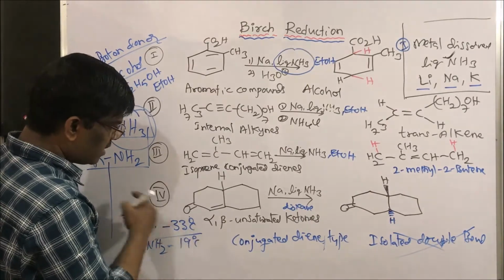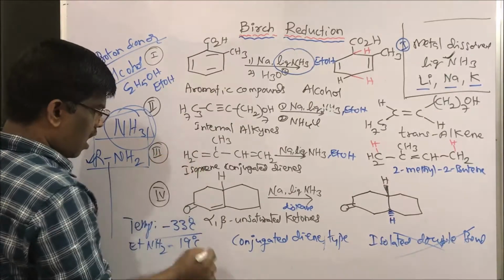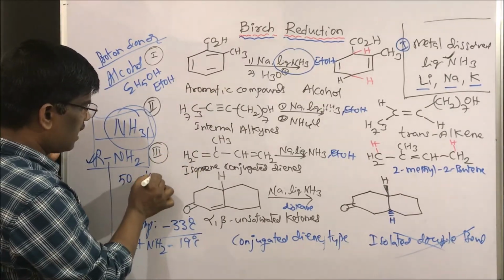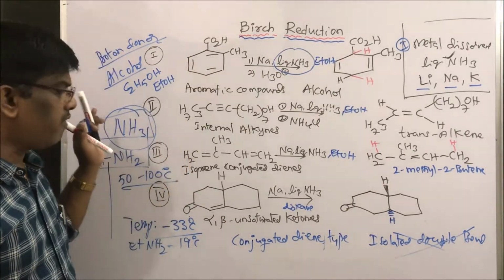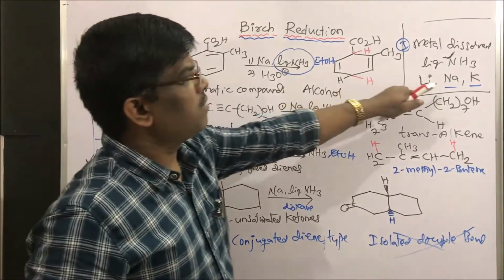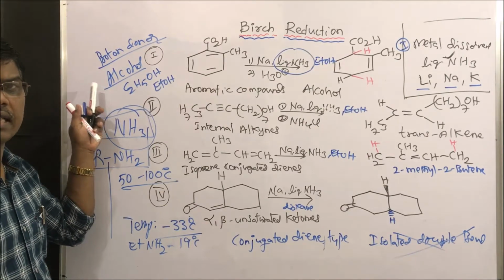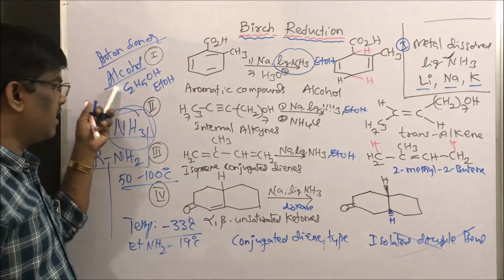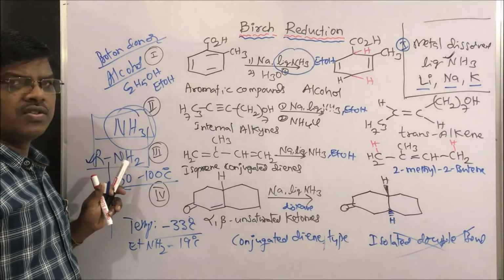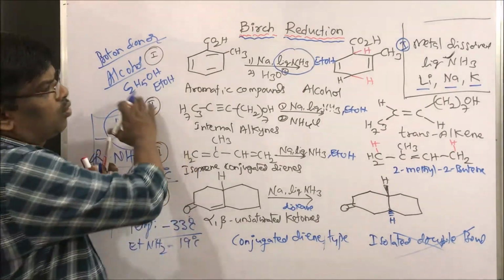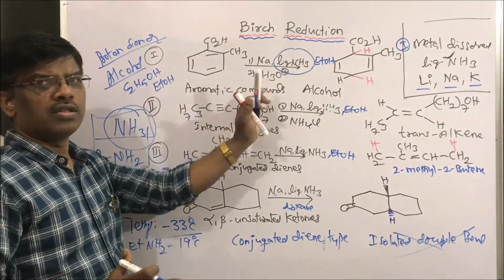Sometimes even in the gaseous state, using ethanol as solvent, you can conduct this reaction even at 50 to 100 degrees centigrade. But the mechanism follows a different path. Anyhow, I will explain. So the metals are lithium, sodium, potassium, and the solvent is always alcohol, students, that too ethanol. In place of ammonia you can use alkyl amine. So these are the common parameters throughout all these reactions. Let us learn one by one, starting with aromatic compounds.